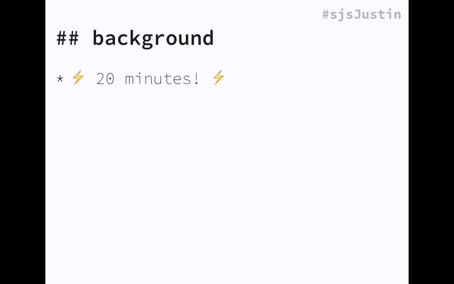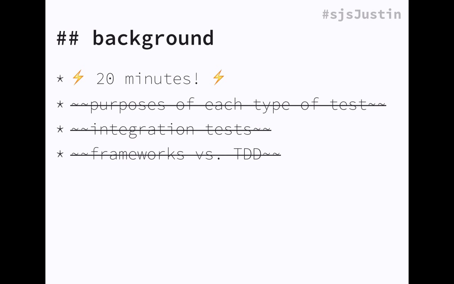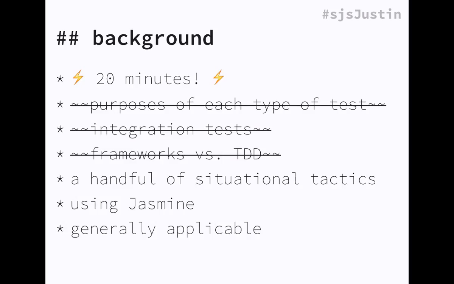So a little bit of background. First of all, this is only a 20-minute slot, which makes this, as far as I care, a lightning talk. But it means that we don't have time to talk about the purpose of each different type of test, nor do we have time to really discuss anything about integration tests. We're not going to talk about frameworks and how they compete with TDD, but we are going to talk about a handful of situational tactics. And I'm going to use Jasmine as the test framework throughout all of these examples, but my hope is that all the lessons are generally applicable-ish, but your mileage may vary.